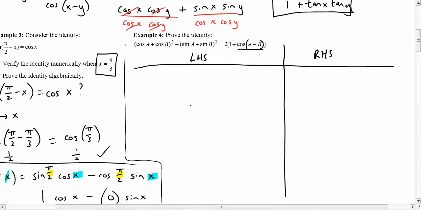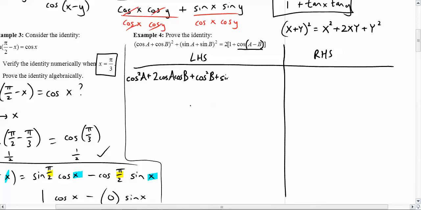So cosine A plus cosine B squared, I can think of this kind of as x plus y all squared, which when I do that, I actually have to FOIL. It's two brackets multiplied by each other. It's not just x squared plus y squared. It's x squared plus 2xy plus y squared. So when I expand this in cosine, I get cosine squared A plus 2 cos A cos B. Don't forget that part. It's easy to forget. Plus cosine squared B. Same thing happens with the sine. Sine squared A, 2 sine A sine B, and sine squared B. Ran out of space.